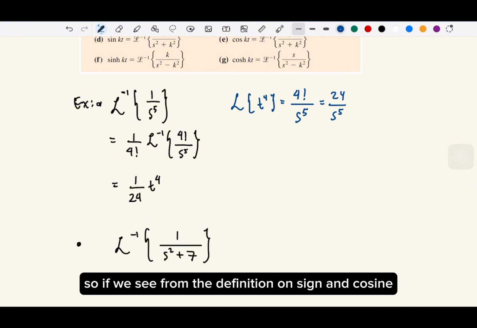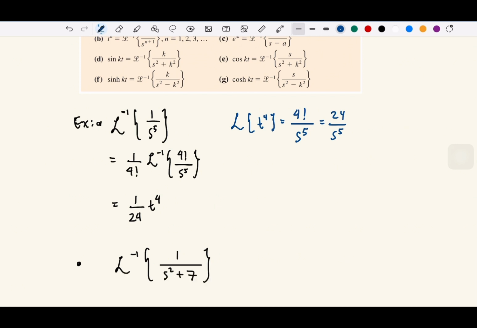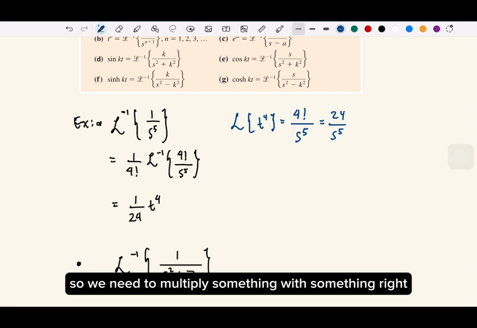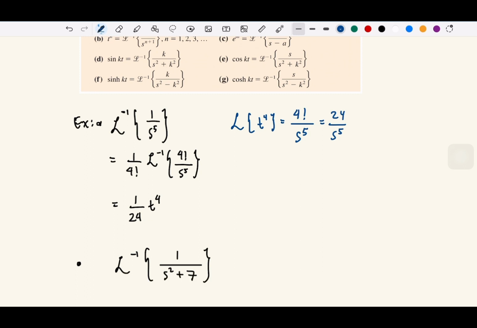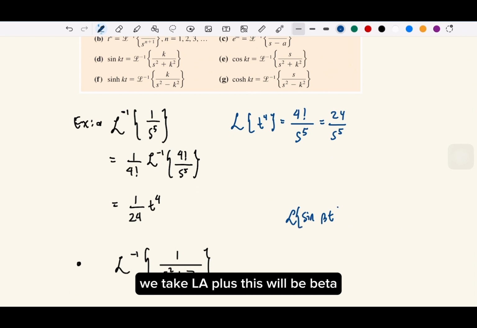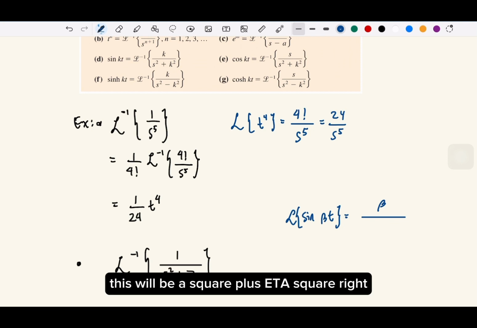So if we see from the definition of sine and cosine, if k is constant, and we see that this is a constant one, the most possible way is sine, right? But we have k, so we need to multiply with something. So if we have sine, let me write beta t. We take Laplace. This will be beta over s squared plus beta squared, right?